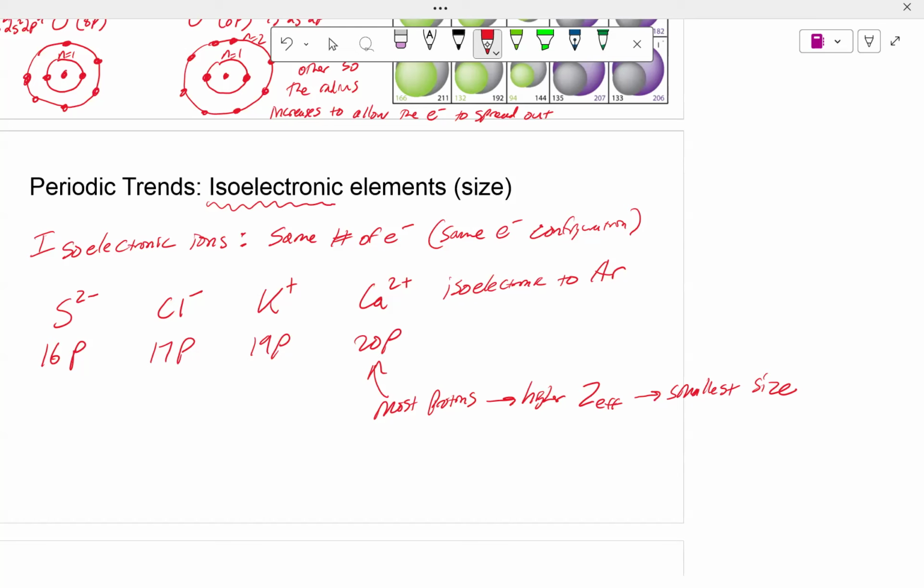On the flip side of that, since sulfur -2 has the least number of protons, which means lower effective nuclear charge, or I should say the lowest of this group, it will have the largest size.